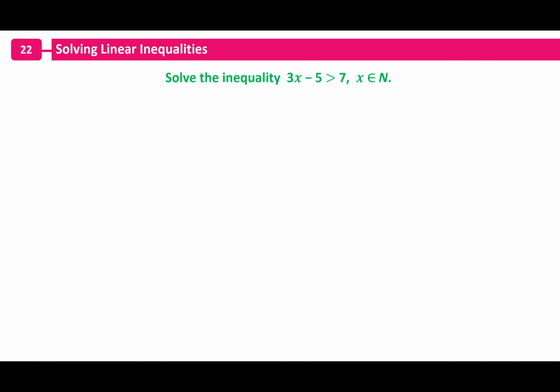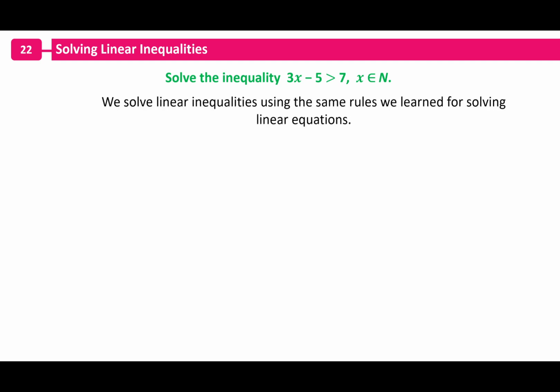Let's look at an example question. Solve the inequality 3x minus 5 is greater than 7. To find x on its own, we want the x's on the left-hand side and the numbers on the right-hand side. Let's add 5 to both sides. We're left with 3x is greater than 12.